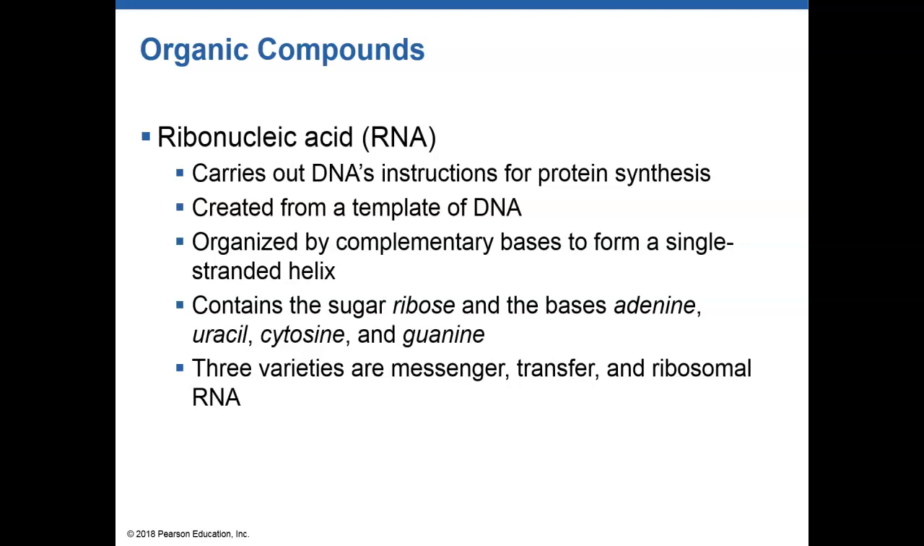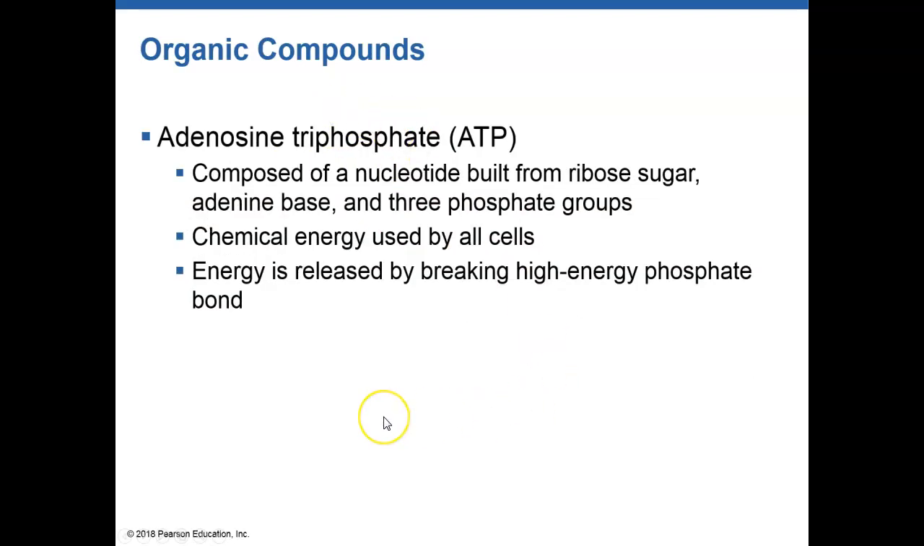There are 3 types of RNA. We have messenger RNA, transfer RNA, and ribosomal RNA. Another nucleotide that's very important is called ATP. So this is adenosine triphosphate. This is an adenine molecule, or adenine base, and it has 3 phosphates attached to a ribose sugar.